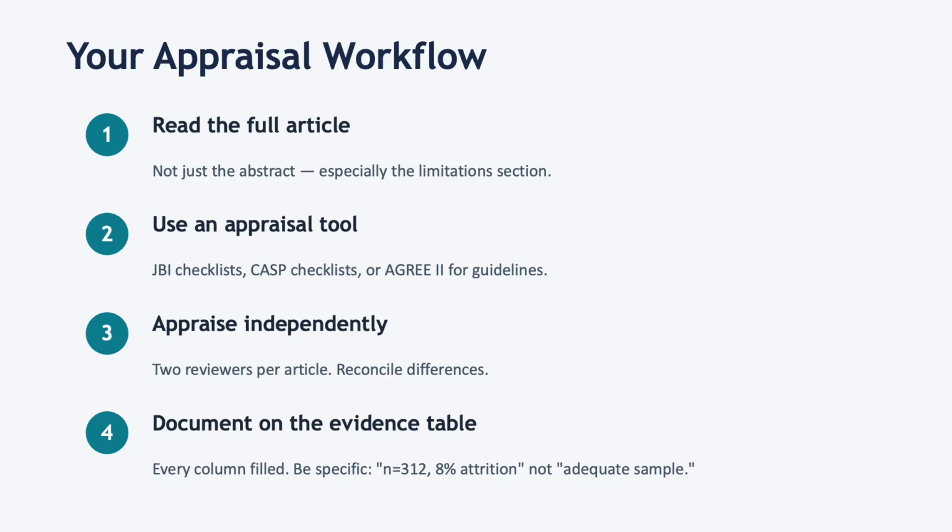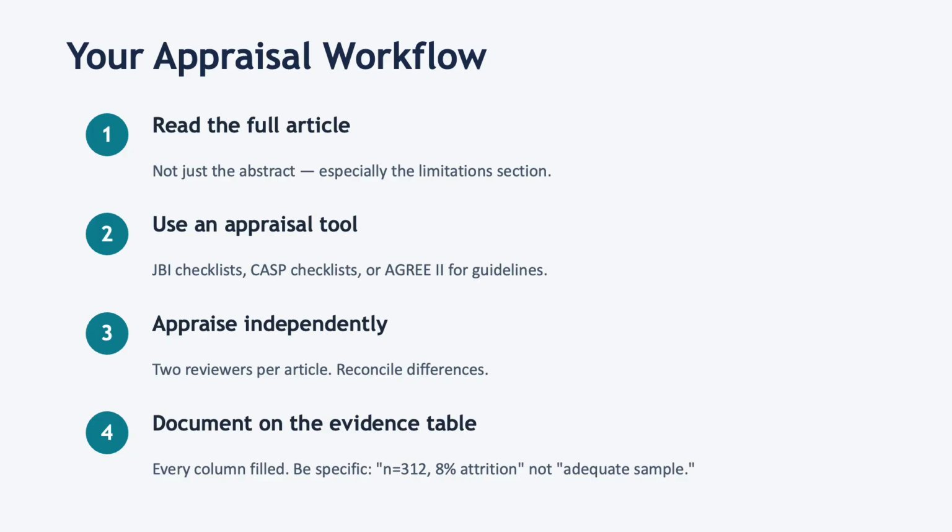Step one is the most obvious, but the most frequently skipped. You have to read the full article, end to end. Not just the abstract. We established that the abstract is just marketing. If you really want to know the quality of a study quickly, you skip the abstract entirely and flip straight to the end of the discussion section. You look for the paragraph labeled Limitations.